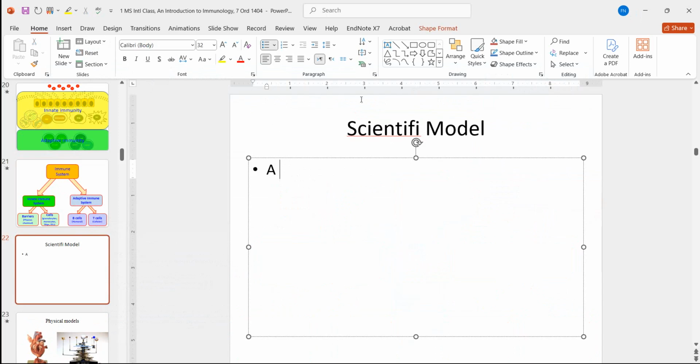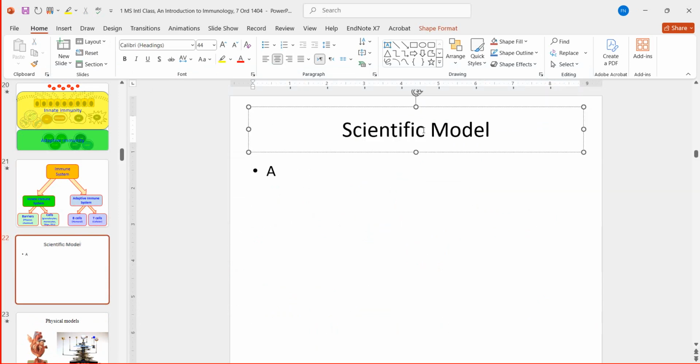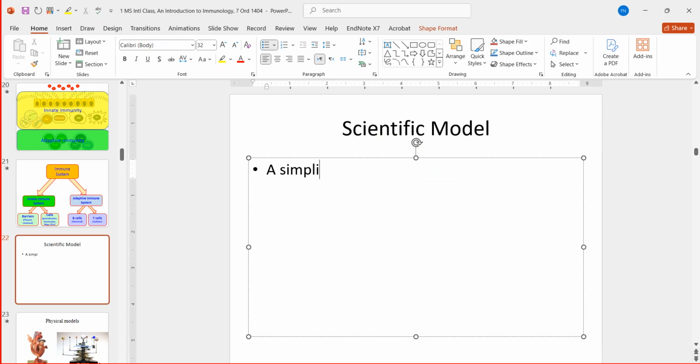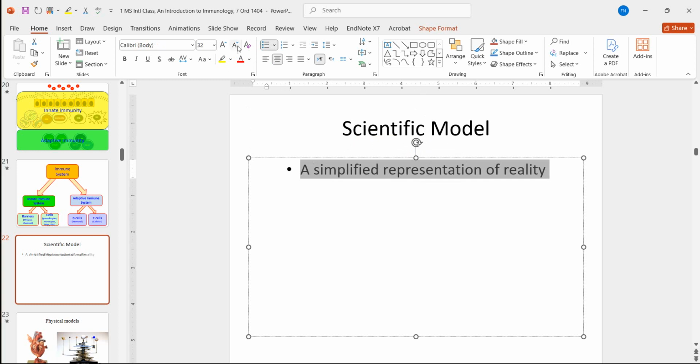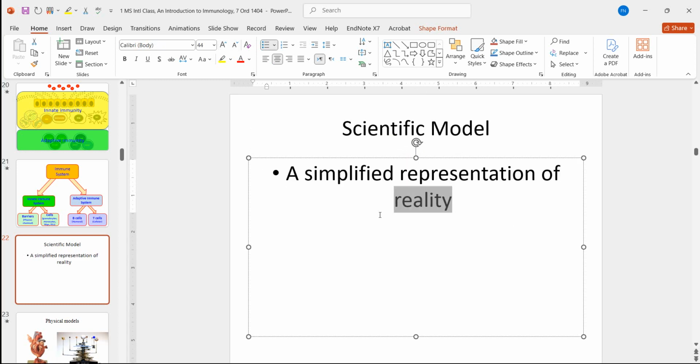So a scientific model is, and I expect you guys to remember this for the rest of your career, a simplified representation of reality. Instead of object, person, things like that, I say this: a simplified representation of reality. What is reality? Whatever is out there. Why do we need a simplified representation? For different reasons. First, for educational purposes. Second, for analytical purposes. We need to understand it. That is called a scientific model.